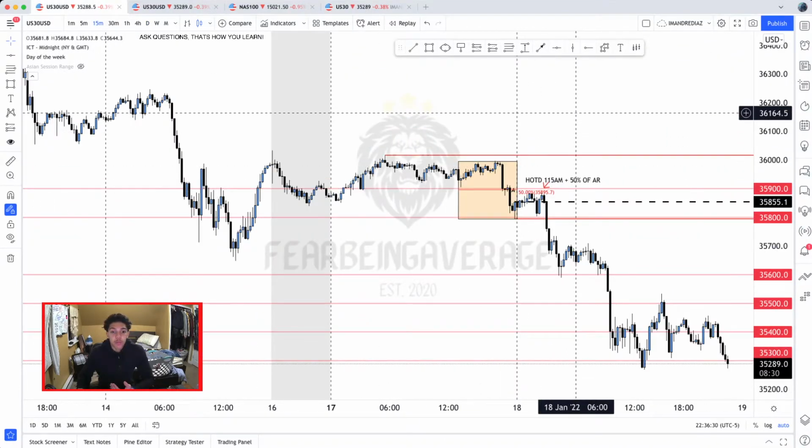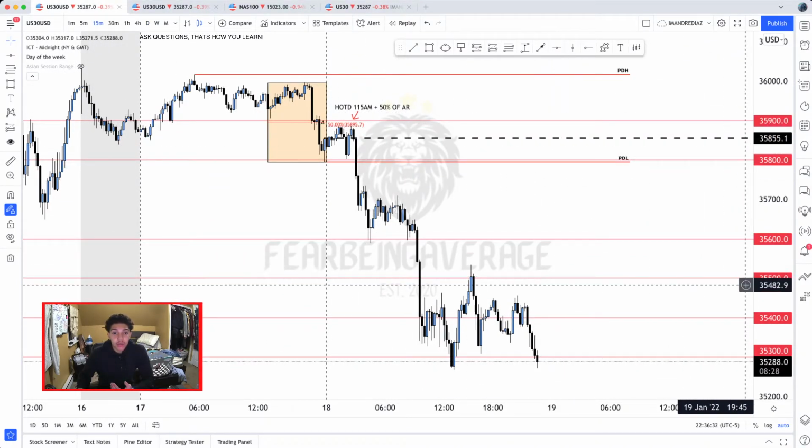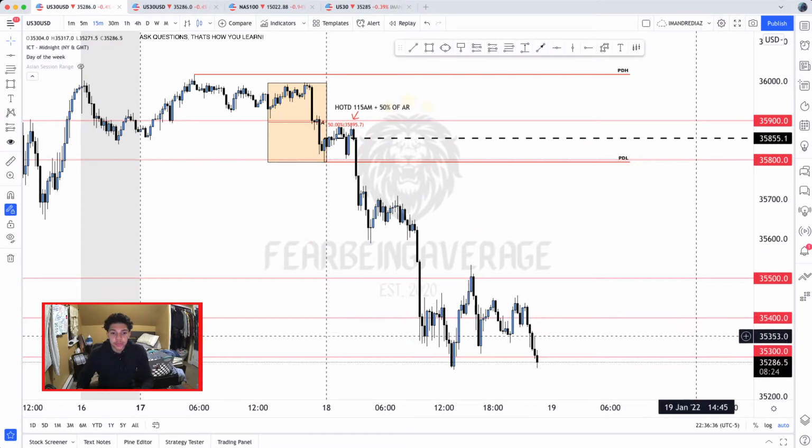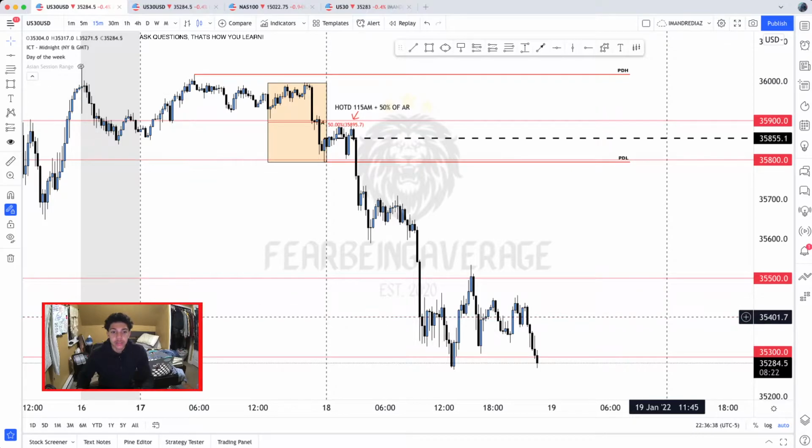So as of right now, what happened today? Price dropped. I'm going to get rid of all these big figure levels. I'm going to just leave these main ones, such as these.